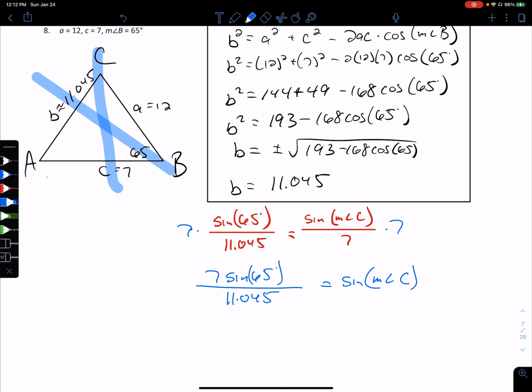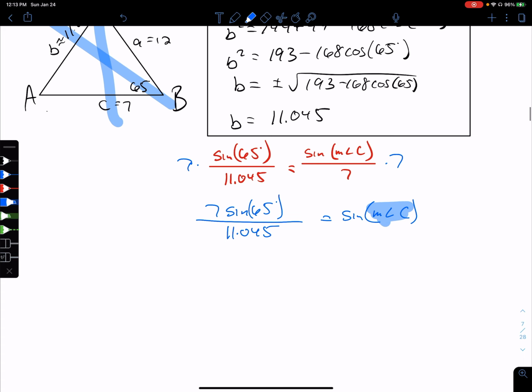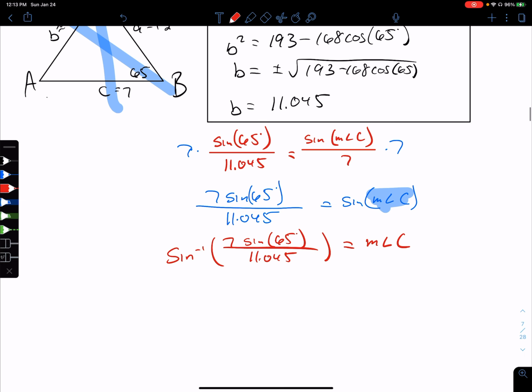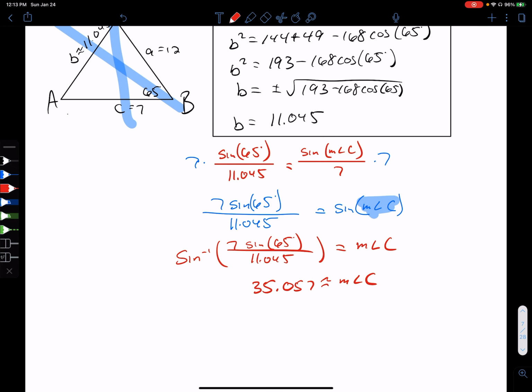To get the measure of angle C by itself, I'm going to use sine inverse on both sides of the equation. Anytime you apply sine inverse, you have to do it to the left side and the right side of the equation. Over on the right side here, the sine inverse and sine cancel, and we get the measure of angle C. Put this in your calculator, you're going to get about 35.057, knowing that it's slightly wrong because we used a rounded answer.